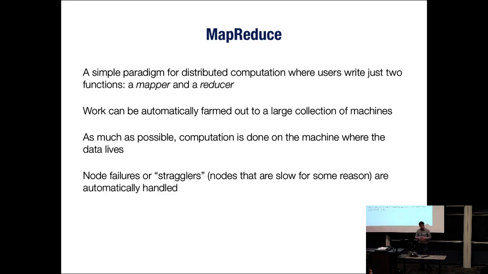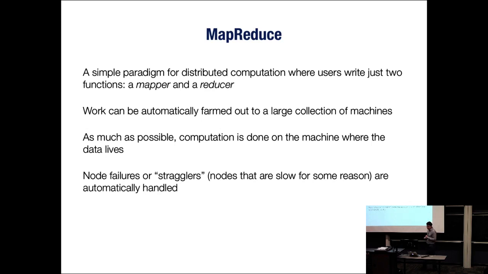The advantages for Google is that work can be farmed out automatically. If you write these two functions, you can farm out work automatically on a large cluster of machines. As much as possible, you can do this in a way that exploits data locality, so that you do the computation where the data actually is.